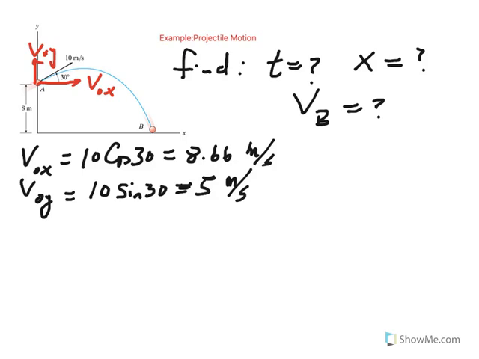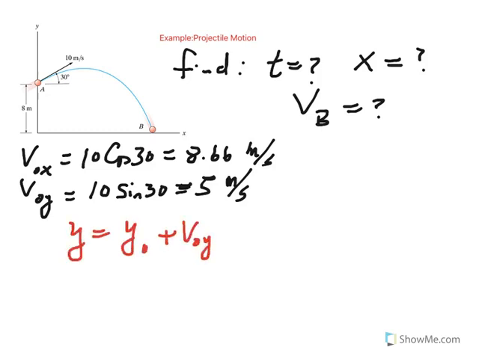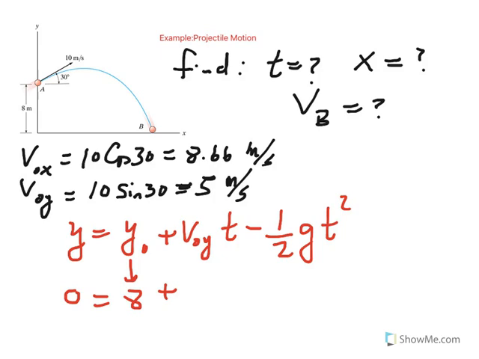So now, based on the equations that we have for projectile, to find the time, since we know the initial height, we use this equation: y equals y0 plus v0y t minus 1/2 g t squared. Remember, g is just 9.81. The negative is already considered in the equation. So the initial height is 8. The final height when it reaches B is 0. V0y is 5 times t, and then minus 1/2 9.81 t squared.